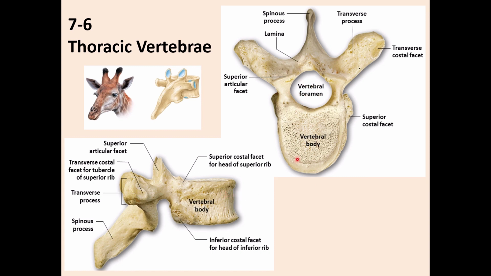The vertebral foramen is now smaller relative to the vertebral body because there's more weight on the thoracic cavity, and because of that there's more pressure on the thoracic vertebrae. And look at the spinous process. Okay, it's totally oblique and it's not bifid, so it's not split here.